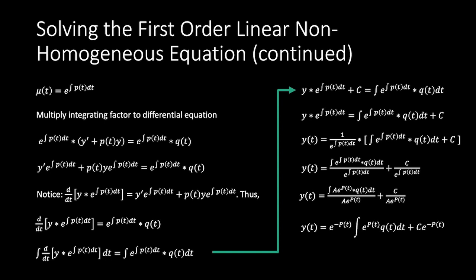integral of p(t). Also note how I've cancelled out the a's in the first term and how I just merged c over a to be another constant c, because a constant divided by another constant is just a new constant. And we are done. We have just solved a non-homogeneous first-order linear differential equation in the most general form.